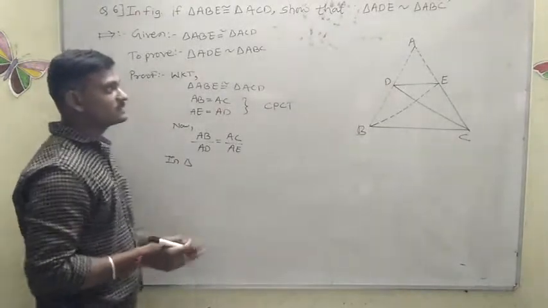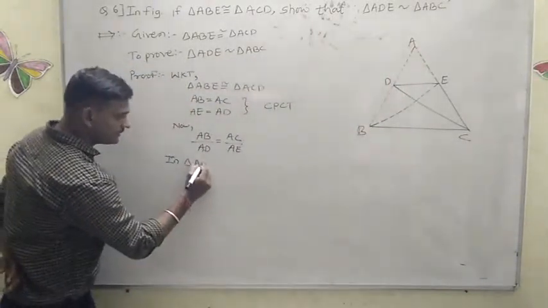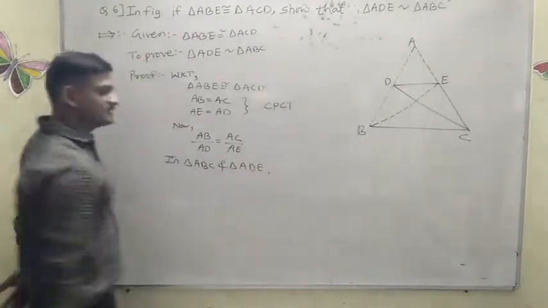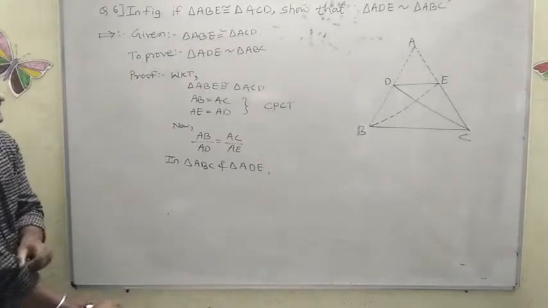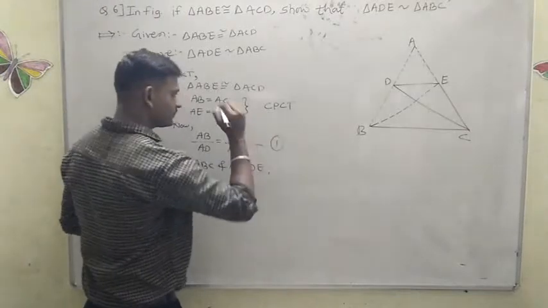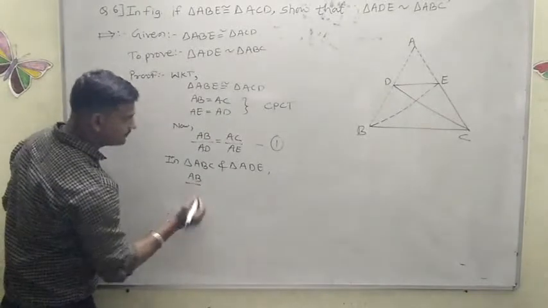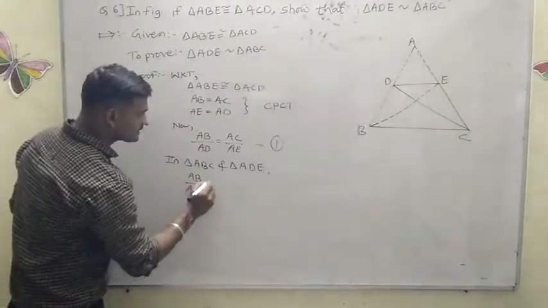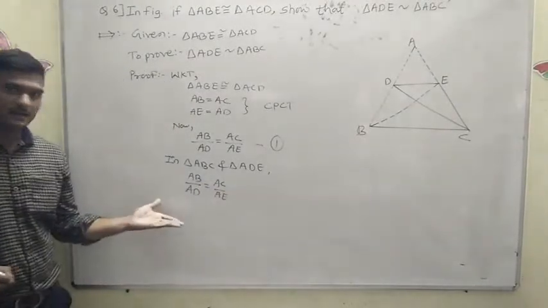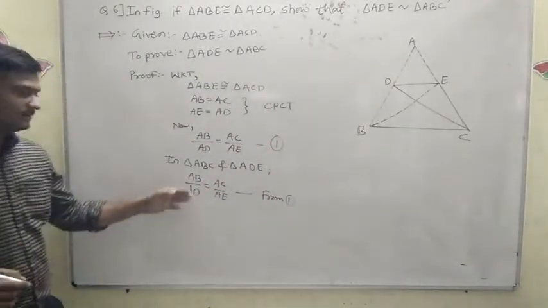Now I will consider two triangles: triangle ABC and triangle ADE. Consider these two triangles. See here, in these two triangles, which ratios are equal? Mark it as equation number 1. From 1, we can write AB divided by AD is equal to AC divided by AE. What is the reason? The reason is from 1.